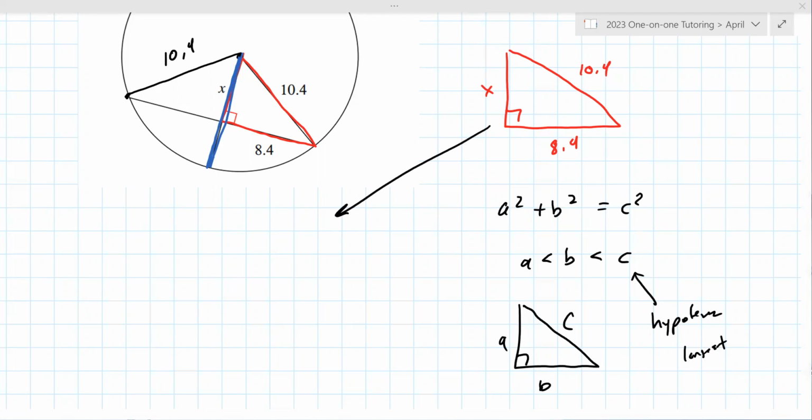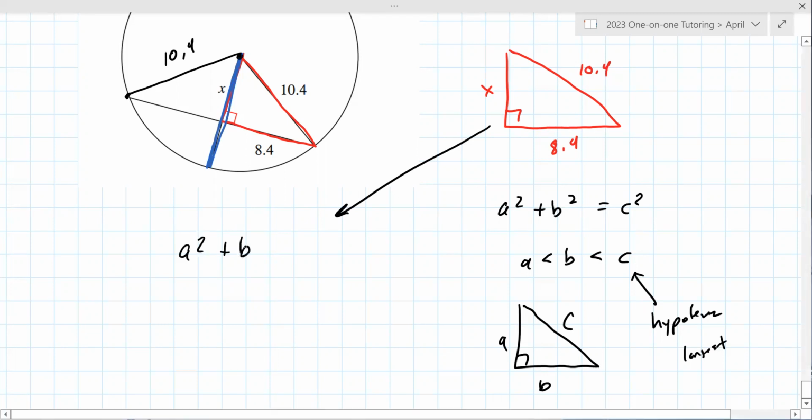Would you just change it to c plus b equals a, or c squared plus b squared equals a squared? Okay, so let's start with the overarching formula: A squared plus B squared equals C squared, and good to label A, B, and C, just to be clear. So we don't know A, it's called X. B is 8.4 squared, and C is 10.4 squared. All I did was take those numbers and substitute them into the equation.